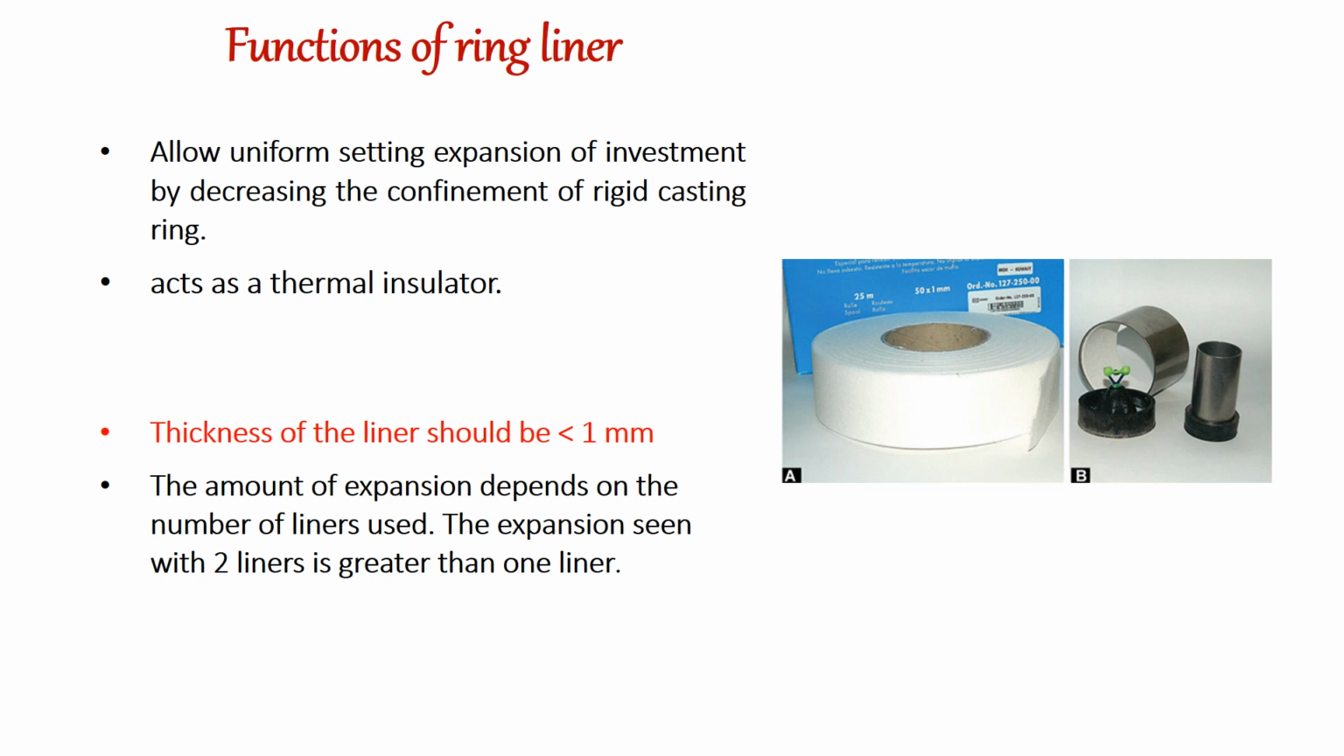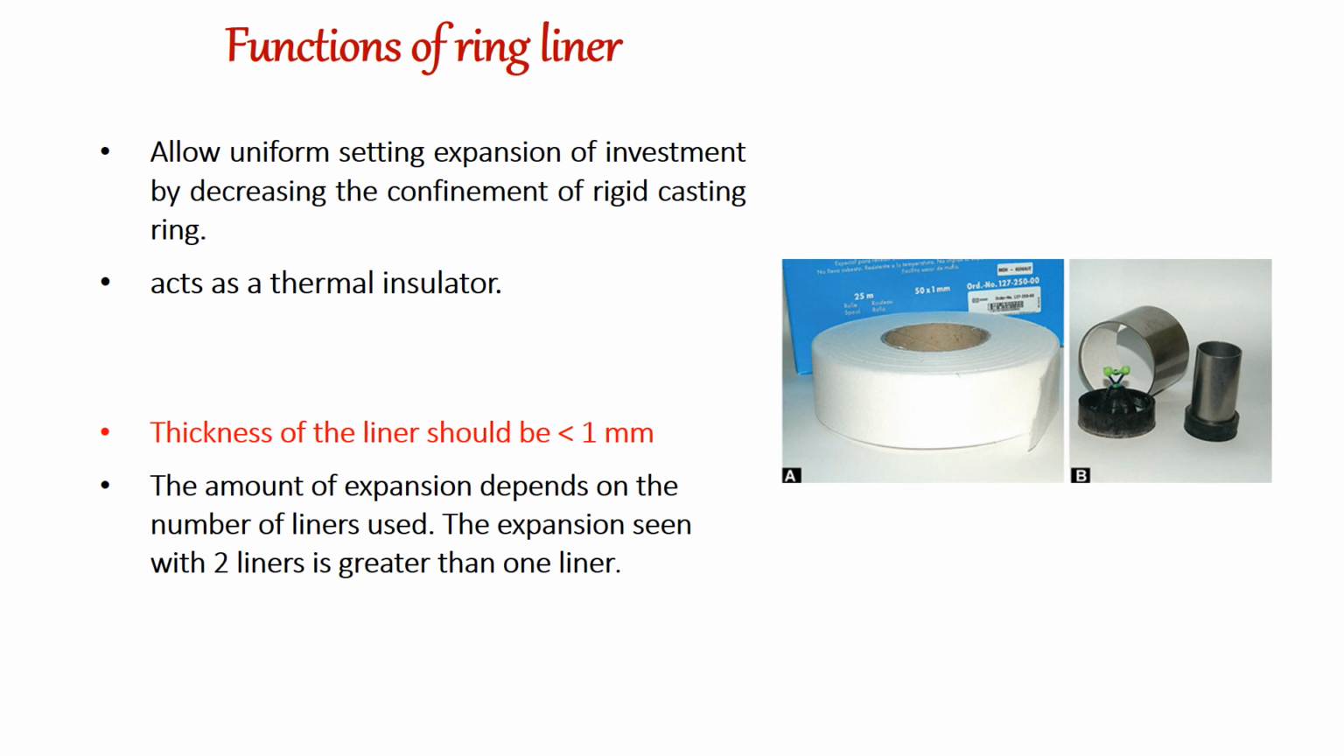This ring liner will allow uniform setting expansion of the investment, and it also acts as a thermal insulator. Another thing is it makes your casting easier to remove. So the ring liner is always attached inside the casting ring. The thickness of the liner should be less than 1 millimeter, and the amount of expansion depends on the number of liners you have used.